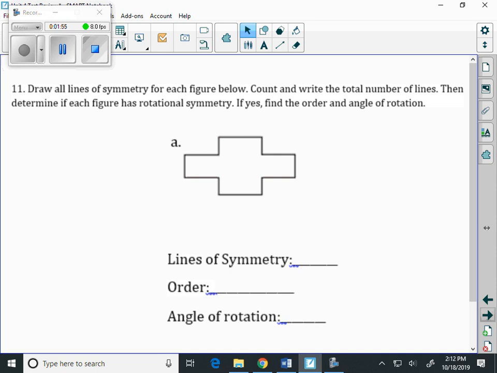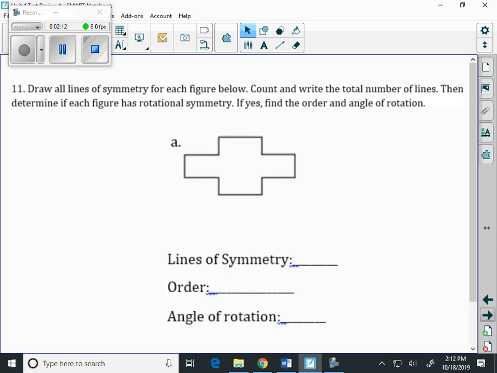Number 11A. Draw all lines of symmetry for each figure below. Count and write the total number of lines. Then determine if each figure has rotational symmetry. If yes, find the order and the angle of rotation.